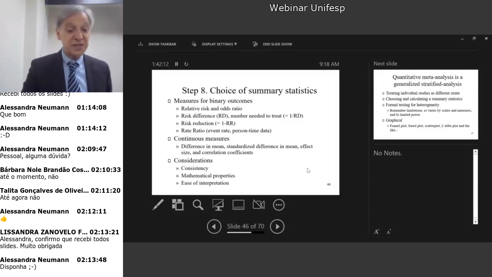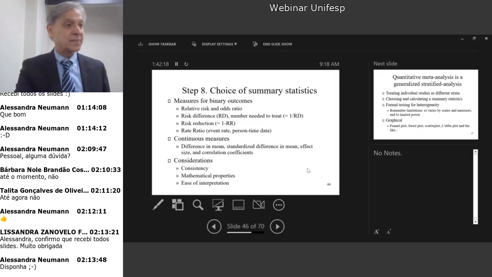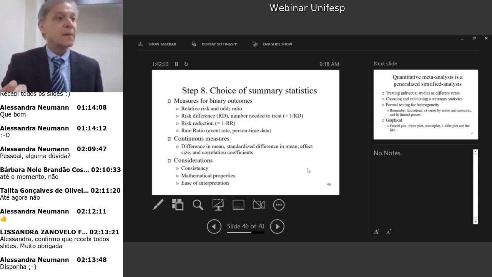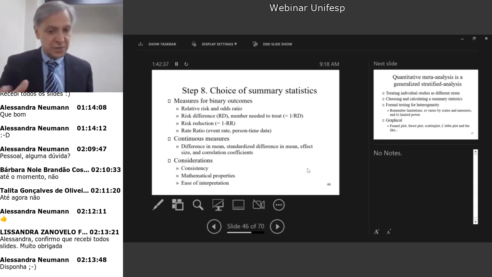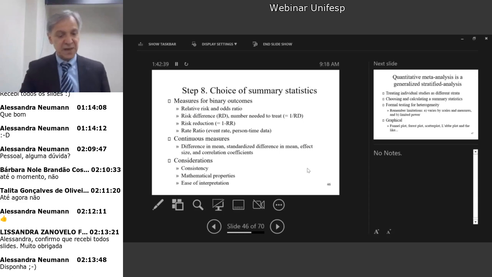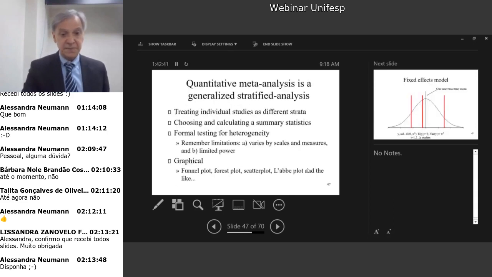Continuous measures: difference in means, standardized difference in means, effect size, and correlation coefficients. I did more of that because I was looking at A1C as my outcome, so it's a continuous variable. Okay? And I was standardizing that. I could present the raw data as a real number, or standardized, as a percentage. Considerations: consistency across studies. So when you write a discussion, you have mathematical properties, you need to discuss your method, random and fixed effects, and ease of interpretation.